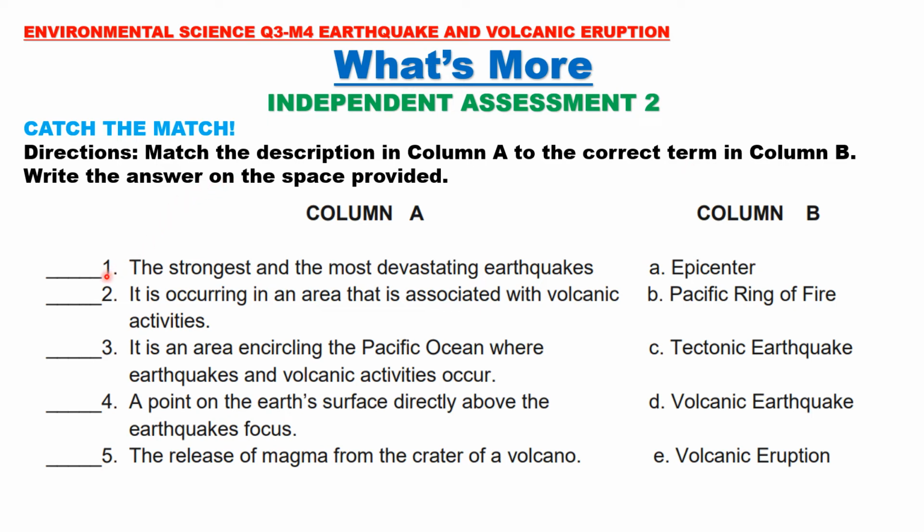Number 1, column A, the strongest and most devastating earthquakes. 2, it is occurring in an area that is associated with volcanic activities. Next, number 3, it is an area encircling the Pacific Ocean where earthquakes and volcanic activities occur. 4. A point on the Earth's surface directly above the earthquake's focus. And 5. The release of magma from the crater of a volcano. So your choices: epicenter, Pacific Ring of Fire, tectonic earthquake, volcanic earthquake, and volcanic eruption.